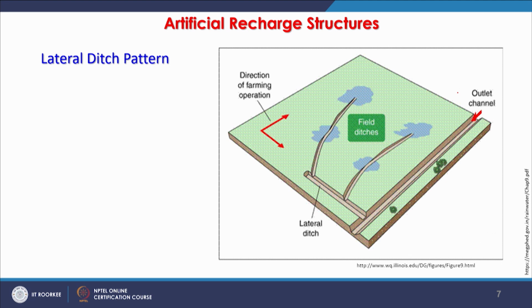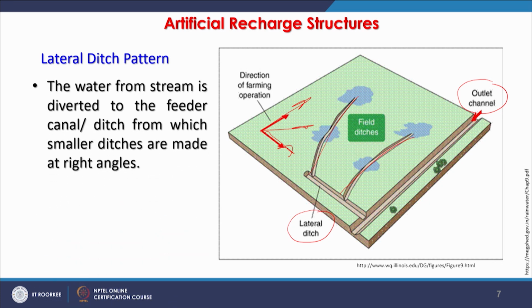As you can see in the figure, you are having an outlet channel here, and these are the lateral ditches which you are having, and then you are collecting water, and then it is going there. The direction of farming operations can be in this direction or this direction. So, you can say the slope is either in this direction or so. This is of course a tilted view, not really shown as flat.